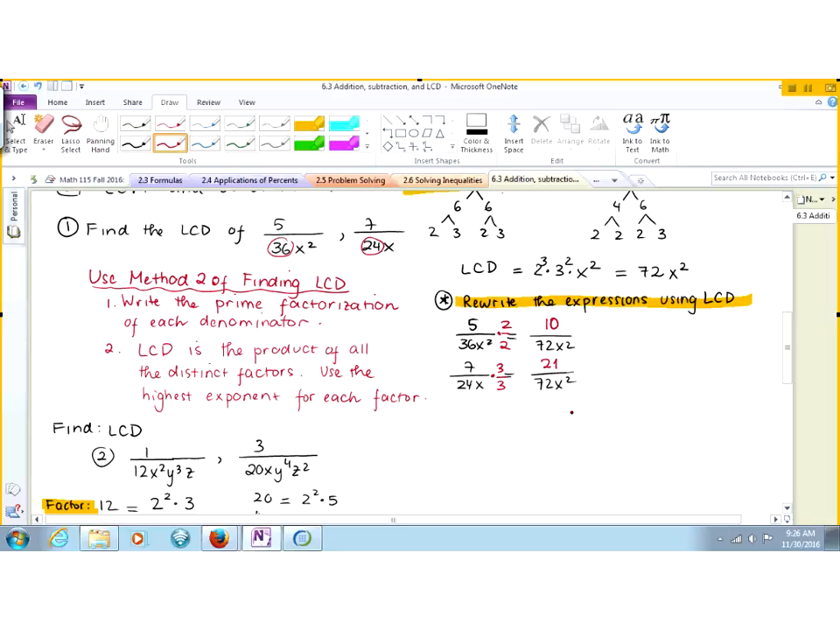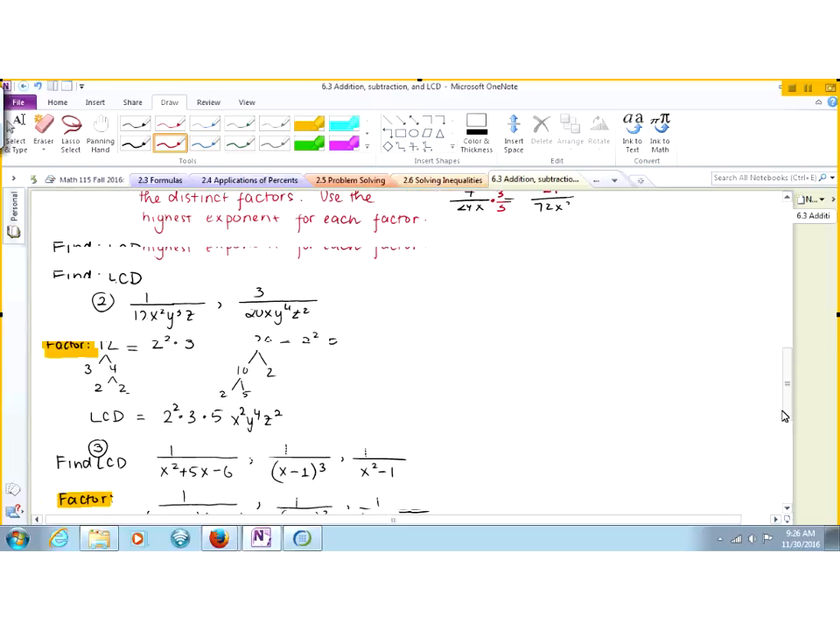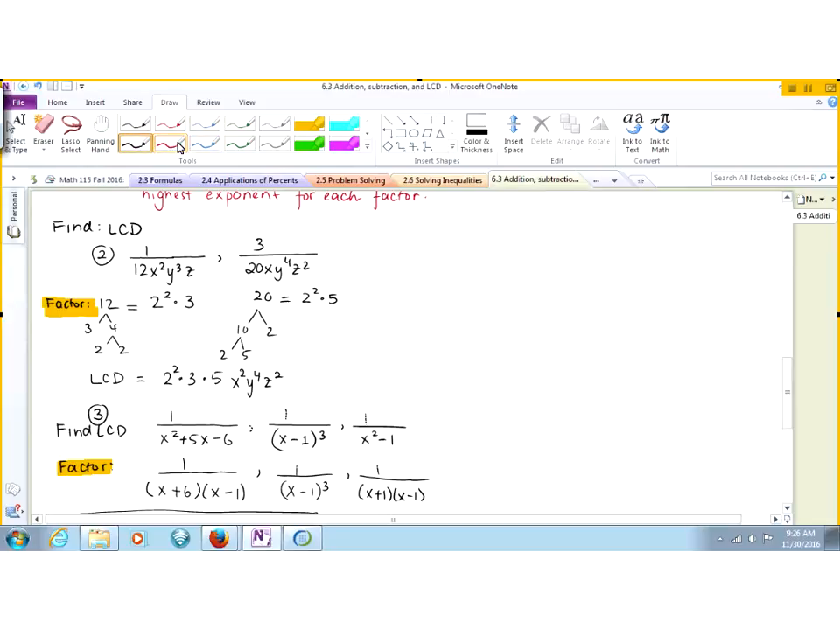Now if I was going to add them, I could do it, right? So it's going to be 31 over 72x squared, because we have a common denominator. Okay, good. So we're not adding here. I don't know what type of operation this is. If we were to add them, then you would just have 31 over 72x squared. But we're not adding. We don't know what operation this is.